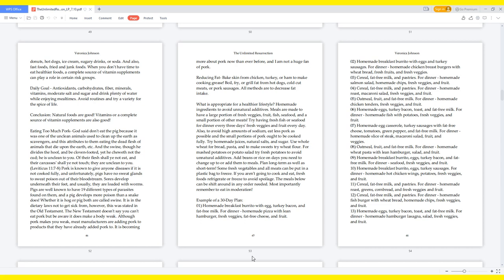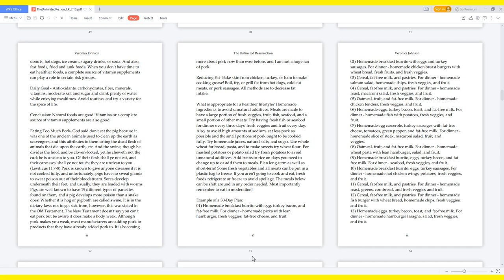Some fresh vegetables and all meats can be put in a plastic bag to freeze. If you aren't going to cook and eat fresh foods, refrigerate or freeze to avoid spoilage. The meals below can be shuffled around in any order needed. Most importantly, remember to eat in moderation. Example of a 30-day plan.